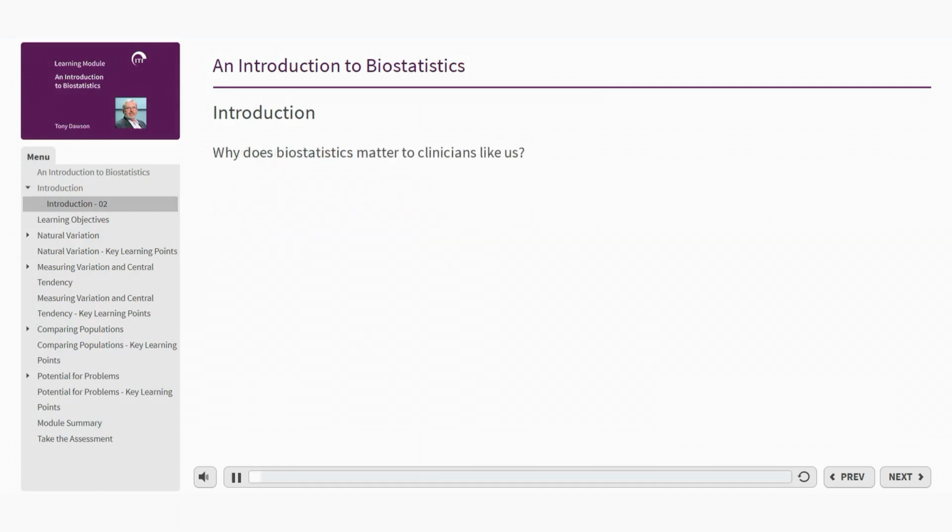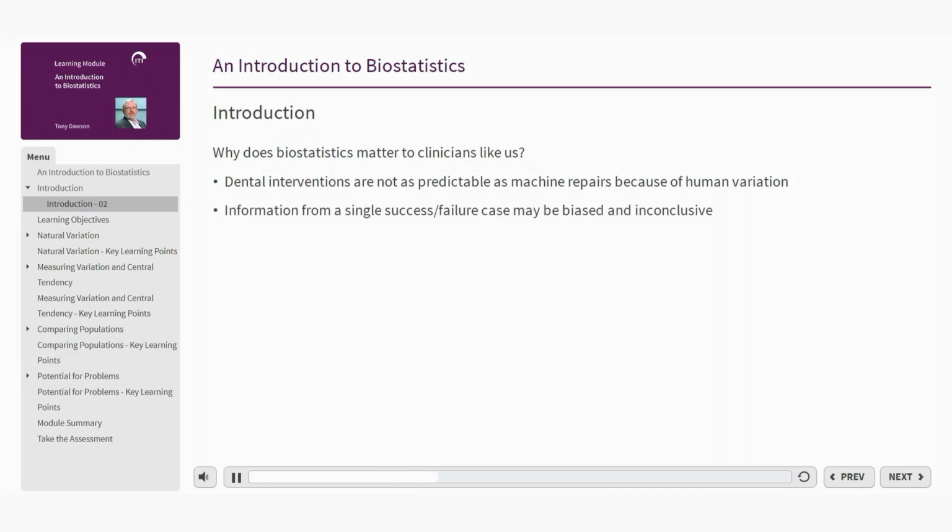You may wonder why biostatistics is important to us as clinicians in our daily practice, but it does matter. Our treatment usually works, but sometimes it does not. Dental interventions are not as predictable as machine repairs because of human variation. One successful case does not necessarily guarantee that the procedure or material will work well on others. Therefore, population-based testing and assessment are needed to evaluate the effectiveness of a certain procedure or material.